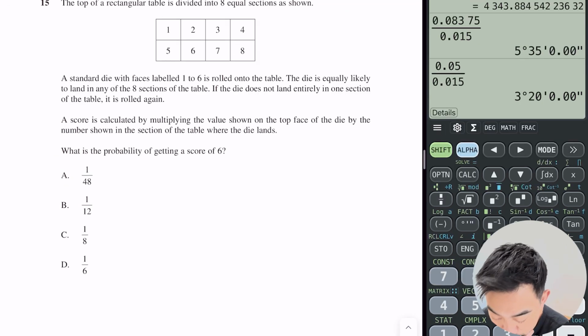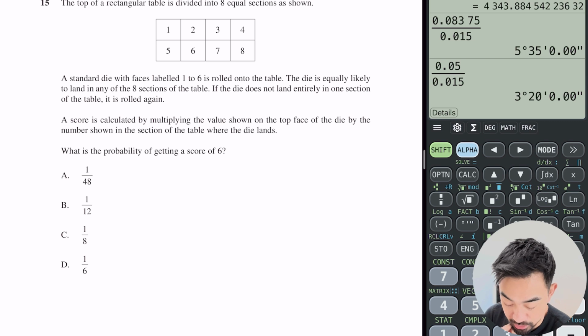Question 15. The top of a rectangular table is divided into 8 equal sections as shown. A standard die with faces 1 to 6 is rolled onto the table. The die is equally likely to land in any of the 8 sections of the table. If the die does not land entirely on one section of the table, it is rolled again. A score is calculated by multiplying the value on the top of the face of the die by the number in the section on the table where the die lands. What is the probability of getting a score of 6?